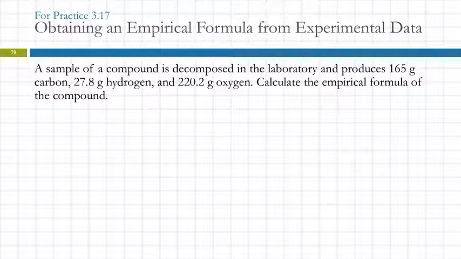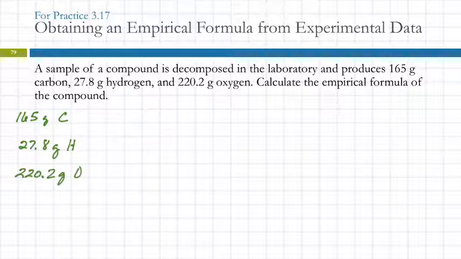A sample of a compound is decomposed in the lab and produces 165 grams of carbon, 27.8 grams of hydrogen, and 220.2 grams of oxygen. Calculate the empirical formula. So first step is masses of elements. These are given to us, so let's write them down. 165 grams of carbon and 27.8 grams of hydrogen and 220.2 grams of oxygen.